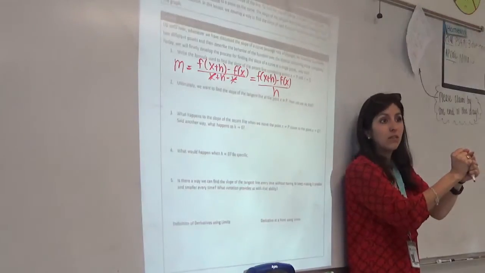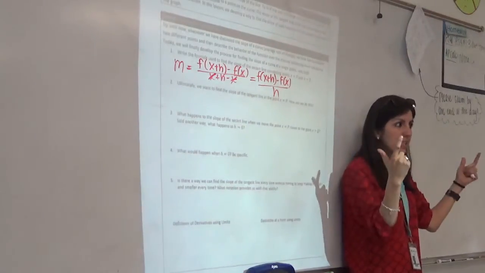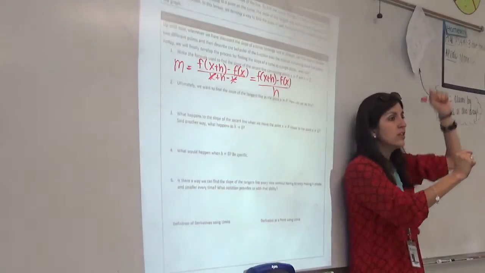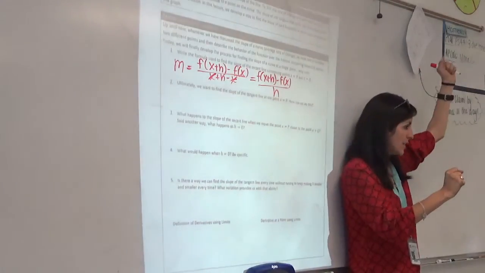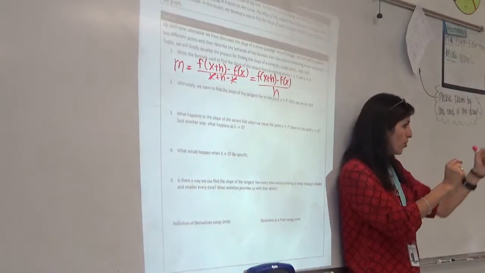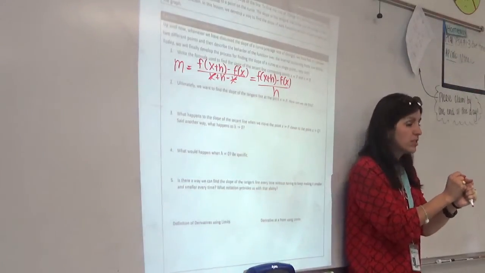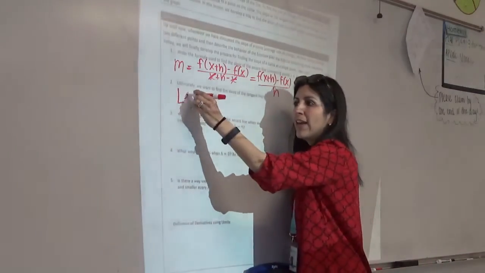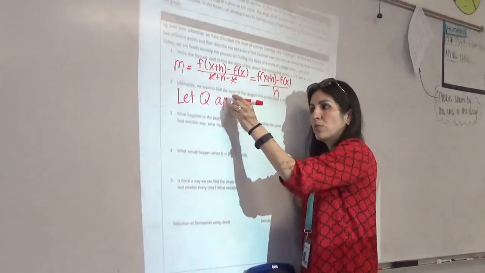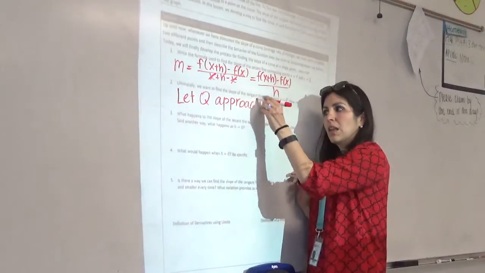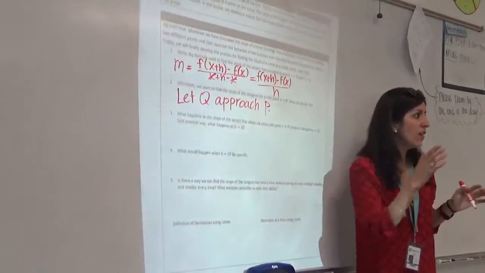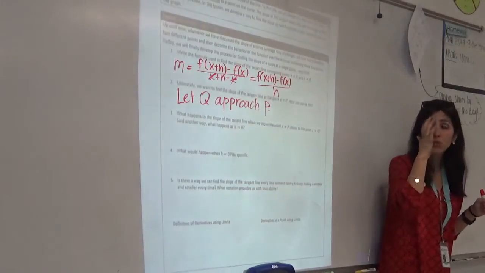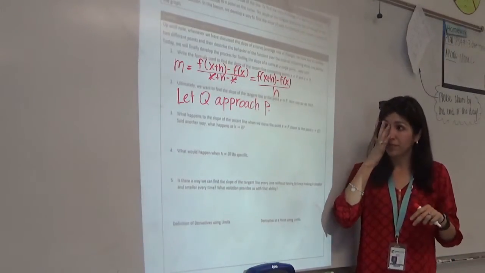Down towards P, right? So the big idea here behind transitioning from needing 2 points to 1 point is that that secondary point needs to approach our initial point, our stationary point. So how can we do this? We are going to let Q approach P. And notice that's very, very like limit language right there with the word approach in that statement.